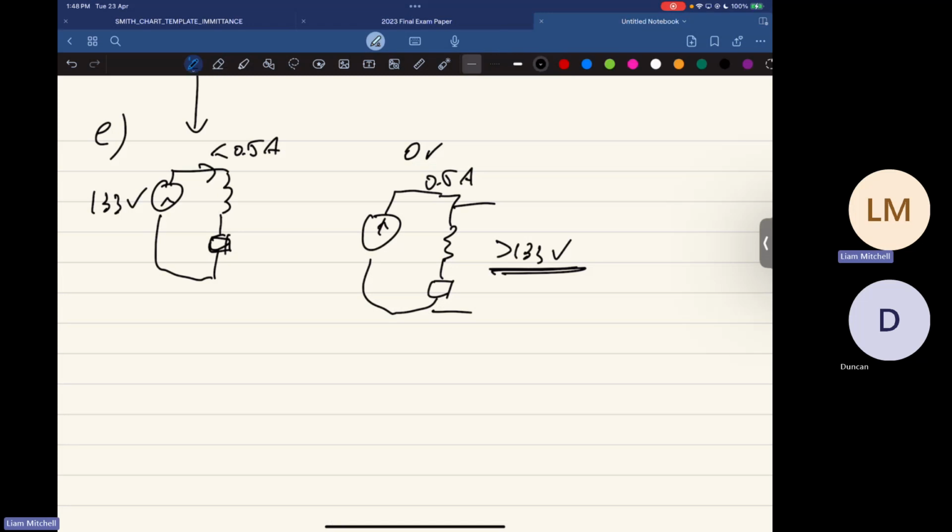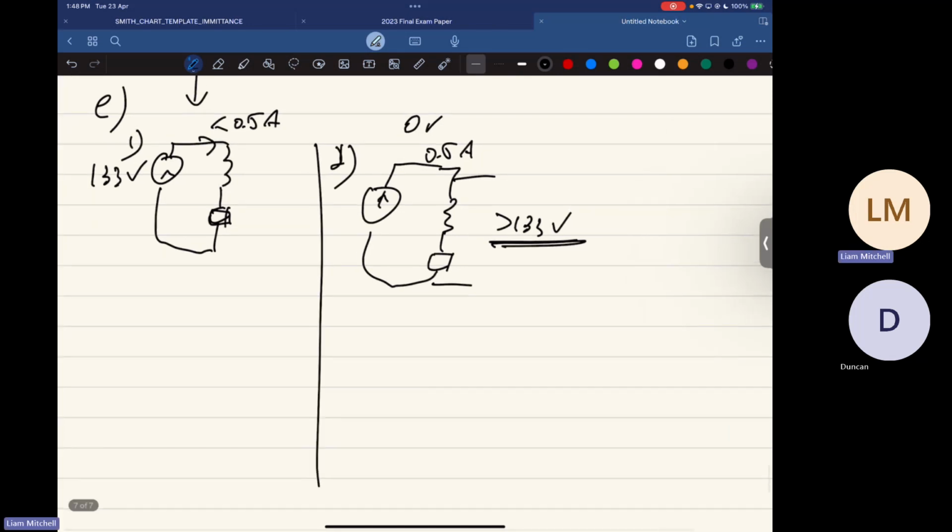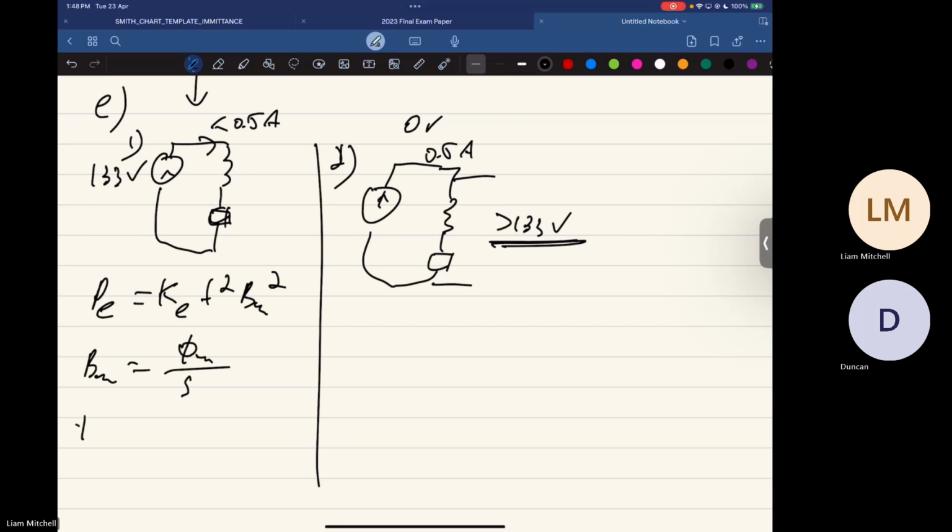Yes, I just separate this out into two sections: this is case 1, this is case 2. I'm just going to go through case 1 first. Our eddy loss is some coefficient times f squared times the magnitude of B squared. We know that the magnitude of B is flux magnitude over area, and our flux magnitude is V over 4.44 f n. We are given this formula in the formula sheet.